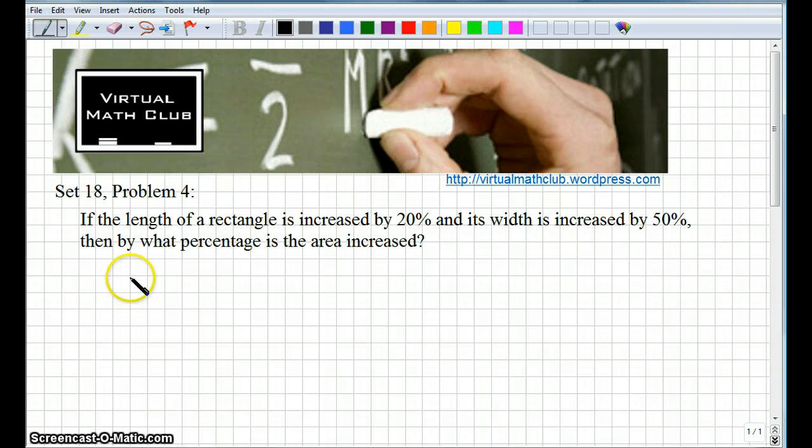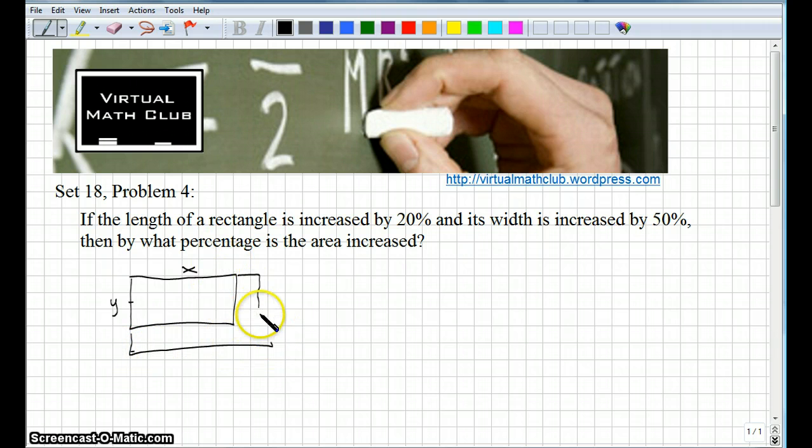Alright, let's draw a rectangle that has a length and a width. We'll call this the length x, and I'll call the width y. The length is increased by 20%, so we're going to add some bit on here. The width's increased by 50%, so here's half of the length y, so we're adding half again, so it'd probably look like that. So we're adding some width and some length.